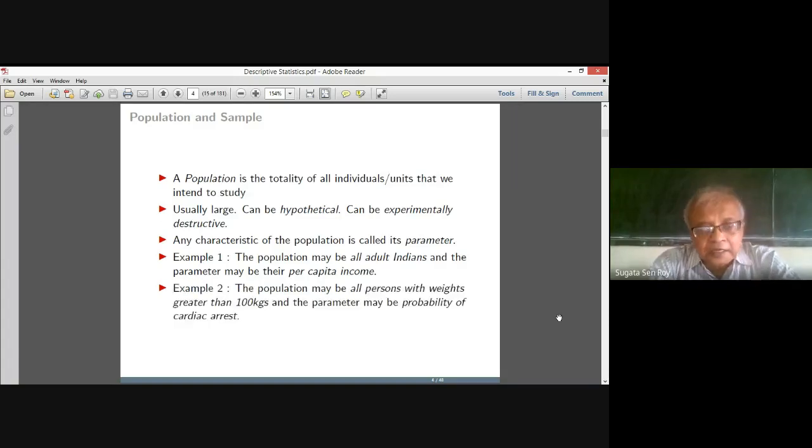Okay. Then the population may be all persons with weights greater than 100 kgs, and you're looking at obese people, and the parameter may be the probability of a cardiac arrest. So what proportion of heavy or obese people have a chance of cardiac arrest? The probability of that would be your parameter. Okay, so the population is weight greater than 100 kgs and the parameter is probability of cardiac arrest.